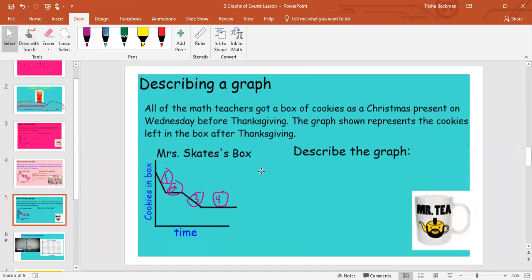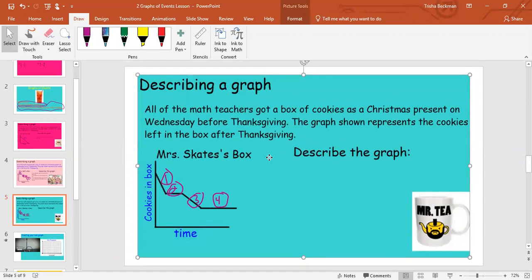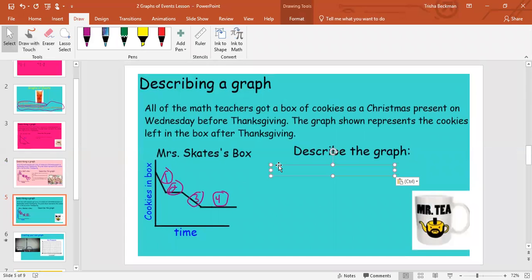All right, so let's describe those 4 different parts of the graph. First part looks like, oh, Mrs. Skates might have also eaten about a third or a half. So let's say Mrs. Skates ate a third of the box.